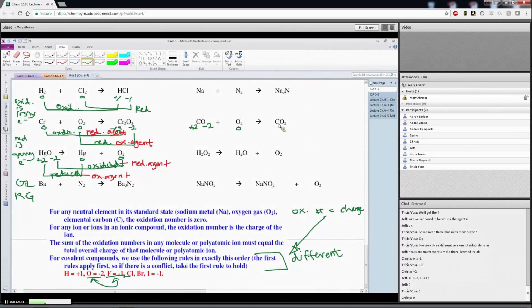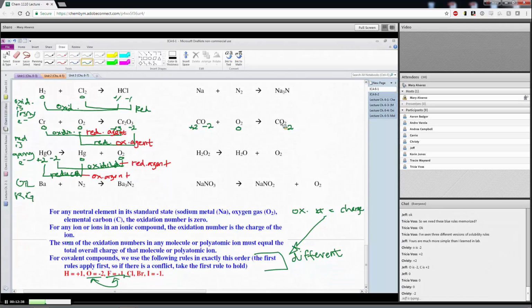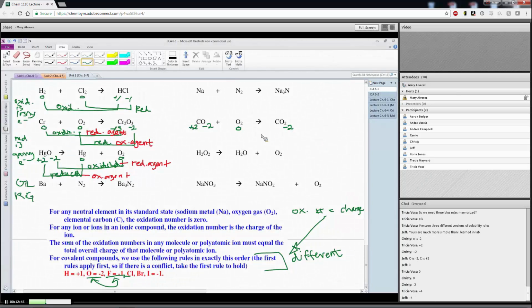All right, now I've got carbon dioxide. And again, covalent compounds. I don't have a hydrogen, I don't have a fluorine, but I do have an oxygen, and the oxygen is -2. Perfect. So since I have 2 oxygen atoms each with an oxidation number of -2, then the carbon must be +4. Perfect, Tricia. Then we look at what changed to determine what was oxidized and what was reduced. So what changed?